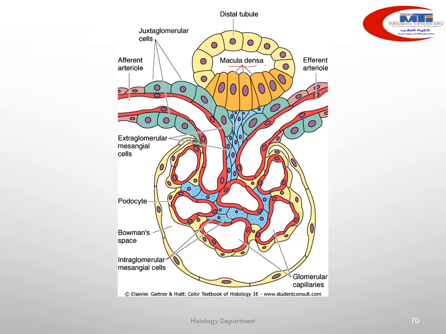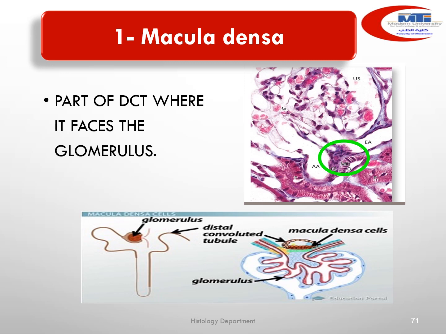This is the macula densa. The cells appear columnar, and these are the juxtaglomerular cells. They are part of the afferent arteriole, which is the entry of the blood vessels, and this is the last cell, the extraglomerular mesangial cell. These three structures form the juxtaglomerular apparatus.